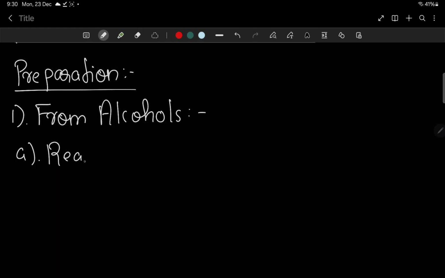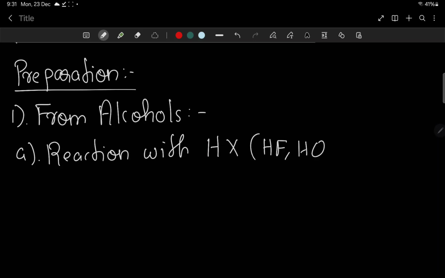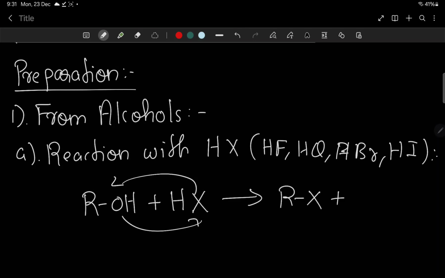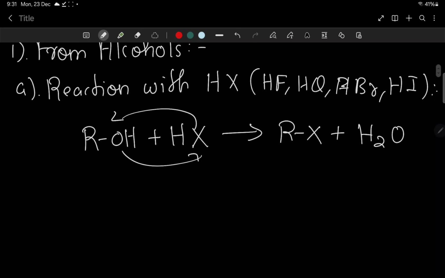First, we'll be learning a reaction with hydrogen halides, HX, like HF, HCl, HBr, HI, etc. The reaction is like this: ROH plus HX. You know what happens? This X will go to this R and OH leaves. It's an interchanging reaction happening here. We'll get RX plus HOH, which means water, H2O. So this is the reaction. Now this reaction has a mechanism, very important.